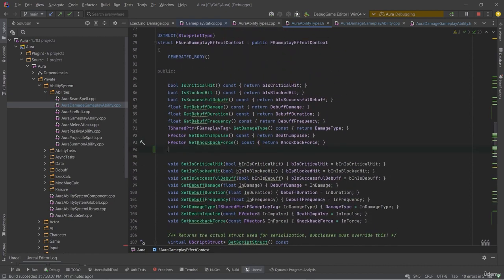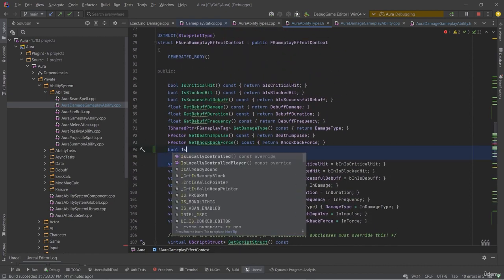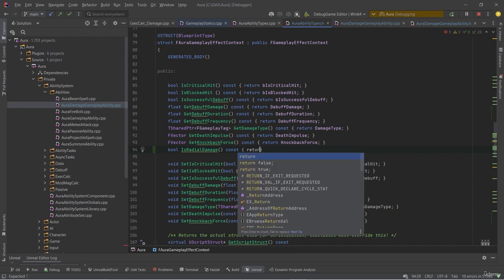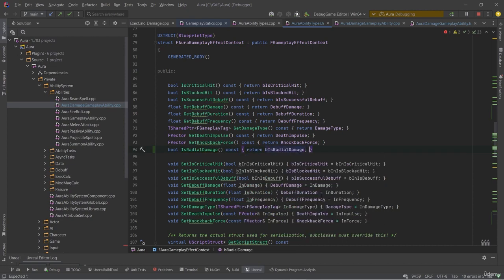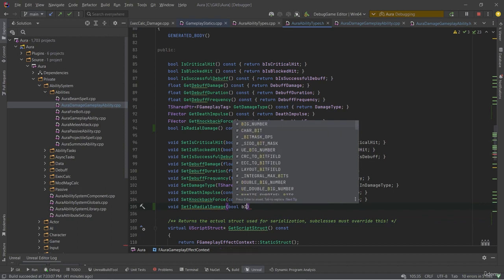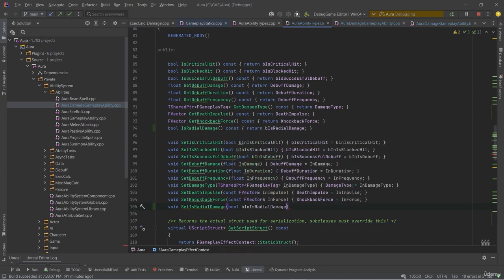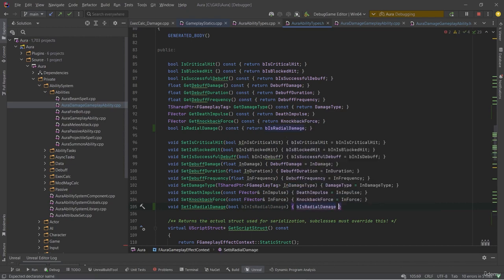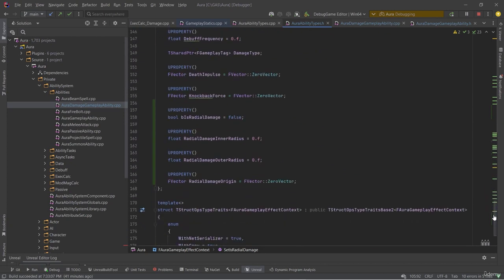So I'm just going to add the getter here. It's going to be bool is radial damage, const, return B is radial damage. And while I'm at it, I'll make the setter as well. Void set is radial damage, takes a bool, B in is radial damage, and sets B is radial damage to B in is radial damage. So this is a bit monotonous, so I can time lapse creating the getters and setters for the remaining 3. So let's do that.